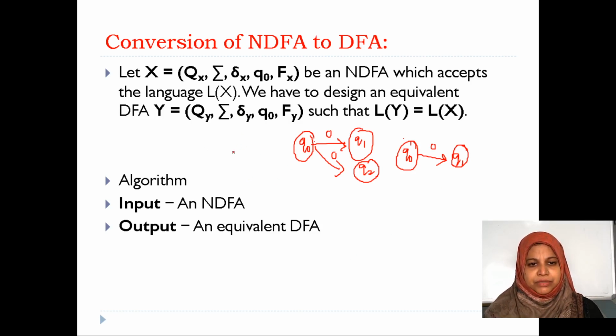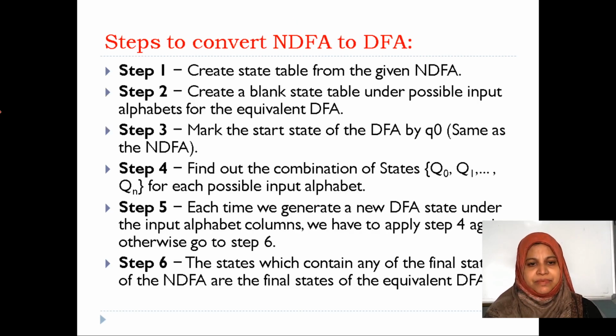While converting an NDFA to a DFA, our input is an NDFA, or non-deterministic finite automata. After performing various steps, we get the equivalent DFA. The first step is to create a state table from the given NDFA. If we have the transition diagram, we draw the transition table, and if we have the transition table, we draw the transition diagram.